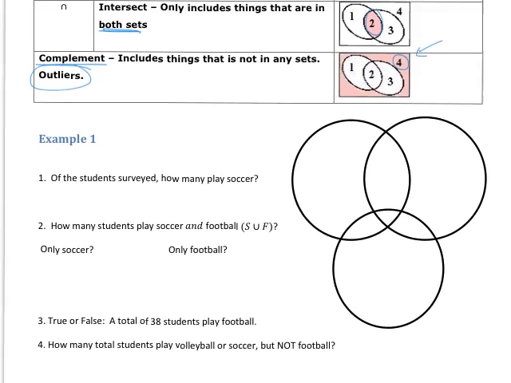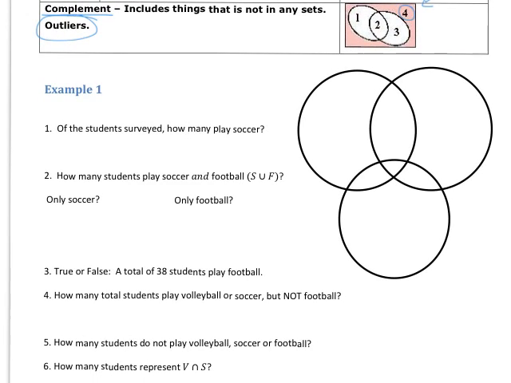Let's look at our example. So, of the students surveyed, how many played soccer? And right now, you're thinking, Mr. Monroe, you left that completely blank. There's no information at all. That's because I'm going to teach you how to fill this in. So, what you would do is you would label each section. And you would label it like this.